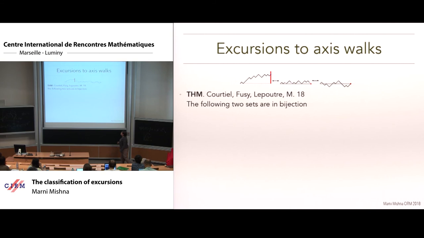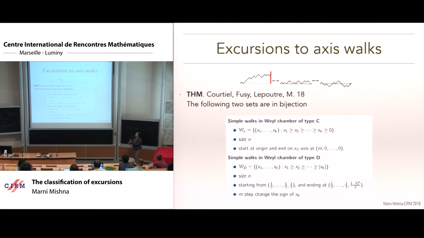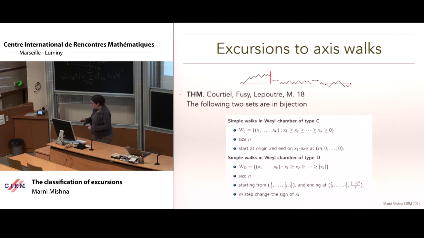So in a paper with Julien Courtiel, Eric Fusy, and Mathias Lepoutre, we show that these two sets were in bijection, with an explicit bijection. Okay, so Weyl chambers in some dimension k, walks that end on an axis, and then we double the size of the Weyl chamber and we have excursions. So if you can understand the excursions in some cone, maybe you can understand the axis walks in a bigger cone, and then once you have the walks that return to an axis, this is often enough to get you all of the walks. So again, I'm trying to say that maybe excursions are a good place to start to look if you want to actually understand the combinatorics, okay?